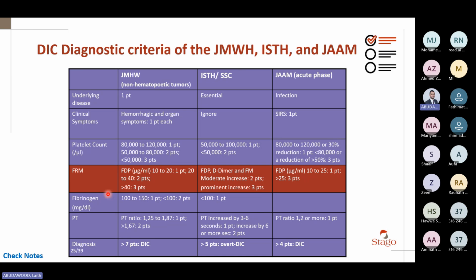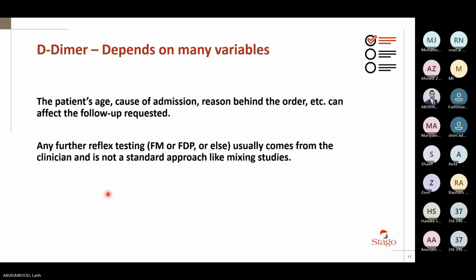Now, moving on. Abnormal results. Last time we spoke about the mixing studies. We said, okay, PT, PTT, thrombin time, all of that. Now, how about D-dimer? When D-dimer is above the cutoff, when it's abnormal, what do we do?